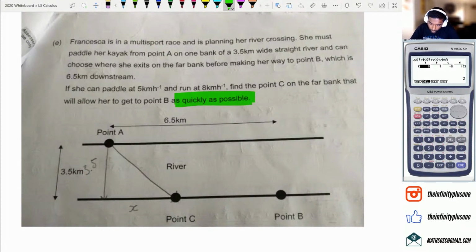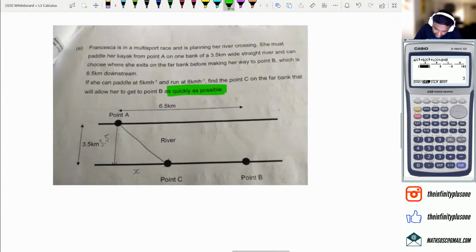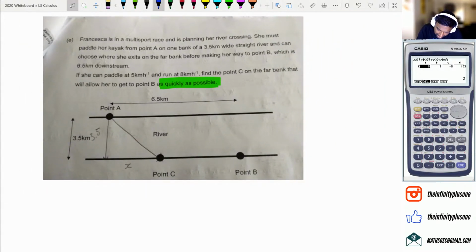That's what we're looking for. We are trying to figure out at what point she needs to cross so that this could be done as quickly as possible. Now, this particular question, guys, I'm going to break it into 3 different stages so that you understand what's happening with this question, okay?